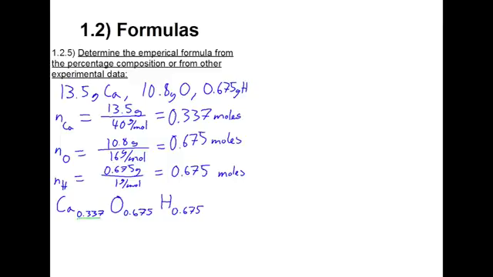Then you find the lowest number and you divide all the numbers by that number, and then you should get a result that is similar to the empirical formula of this compound, and that would be calcium, O2, and then H2. And now you have determined the empirical formula from the percentage composition or from other experimental data, and from this we can see that it might be calcium hydroxide we're looking at, but we don't know for sure.